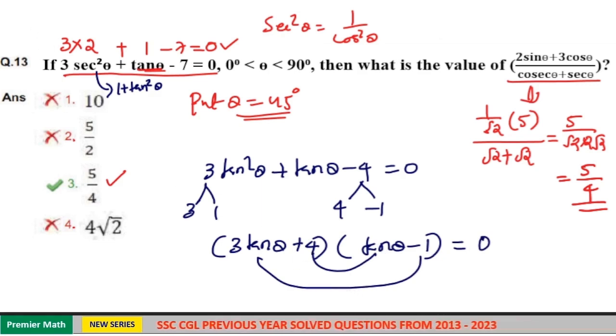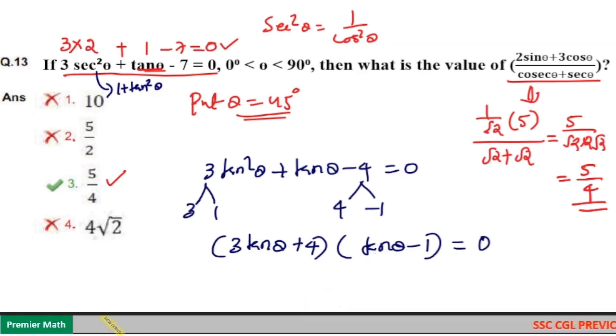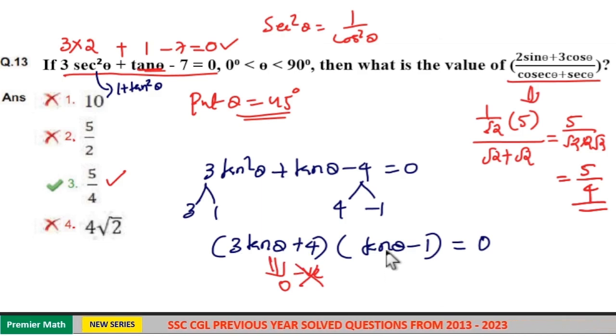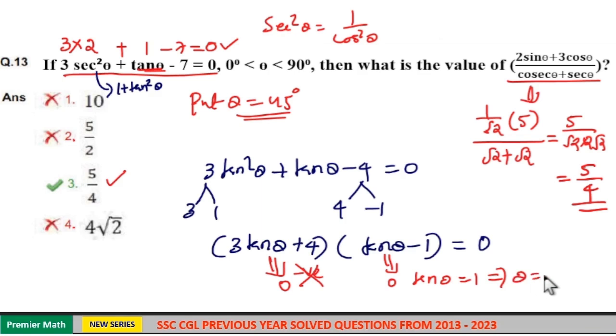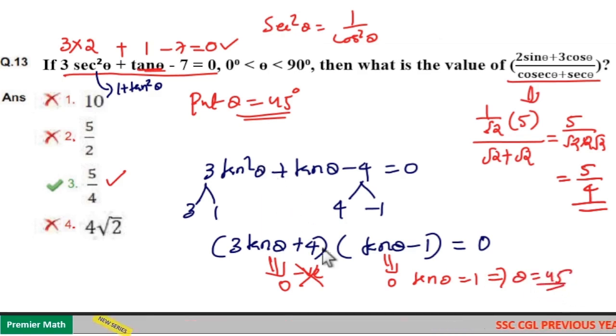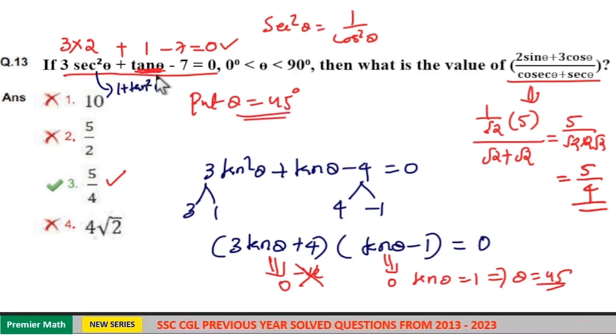Now from this, if you equate this term to 0, tan theta will become negative. That is not possible. And if you equate this term to 0, tan theta is equal to 1, which means theta is equal to 45. So in this way you can calculate, but this is a lengthy process. So just put a value of theta as 45 whenever you have tan theta and cot theta in your questions.